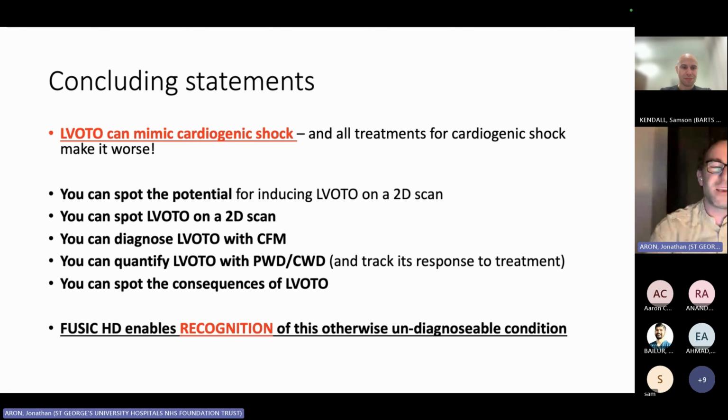So my concluding statements are, it can mimic cardiogenic shock, but all the treatments that you give for cardiogenic shock make it worse. So very easy, 2 seconds, maybe 2 minutes. You can spot the potential for inducing left ventricular outflow tract obstruction. You can spot it on a 2D scan. You can diagnose it with color flow. You can quantify it with spectral Doppler, and then the consequences of left ventricular outflow tract obstruction, if required, can also be spotted with echo.